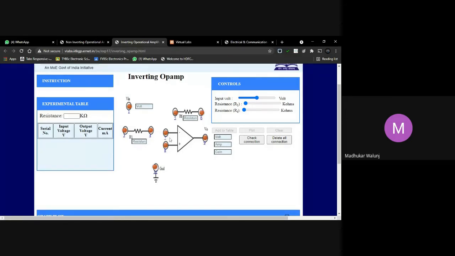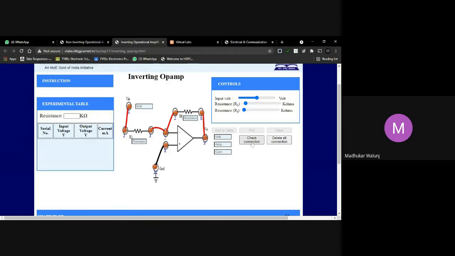So here, for the inverting amplifier, we are going to connect terminal 7 to the numbers given from 1 to 3. The inverting terminal is connected to the resistor R1. Next, the R1 terminal is connected to Vin. Then the feedback resistor is connected between the output and the inverting terminal, and terminal 8 is connected to ground. So this is the inverting op amp configuration, right?